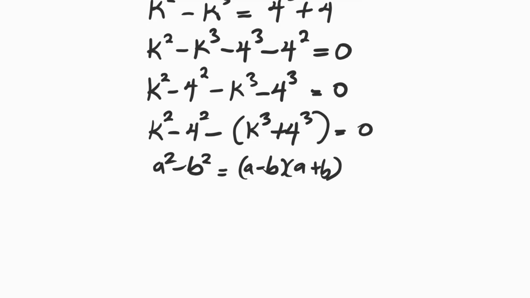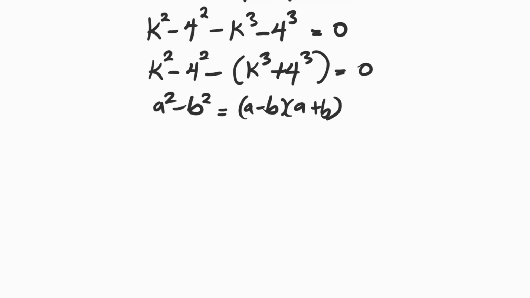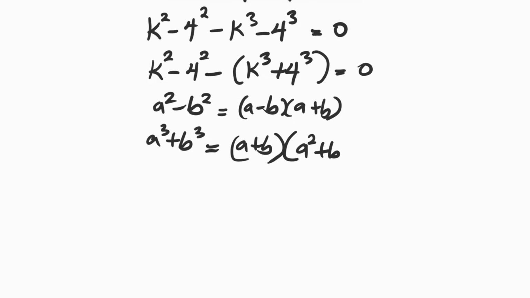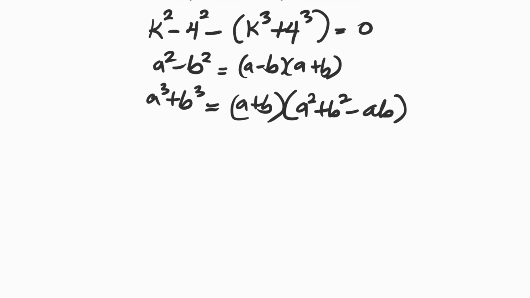Now we know that a squared minus b squared is equal to a minus b, a plus b. And also, we know that a cubed plus b cubed is equal to a plus b into a squared plus b squared minus ab. Now, let us rewrite k squared minus 4 squared and k cubed plus 4 cubed into the two equations that we've written out.